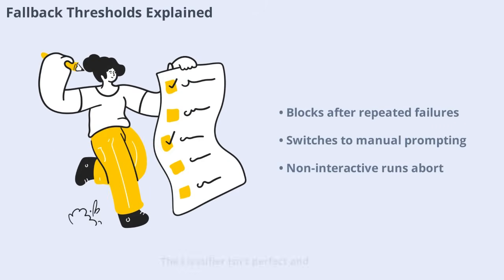The classifier isn't perfect and may sometimes block legitimate actions. If it blocks an action 3 times in a row or 20 times in a session, Auto Mode pauses and Claude Code switches back to manual prompting. Approving the prompted action resets the counters, allowing you to continue in Auto Mode. These thresholds are not configurable, ensuring a consistent safety net. For non-interactive runs, hitting the fallback threshold aborts the session to prevent unintended consequences.